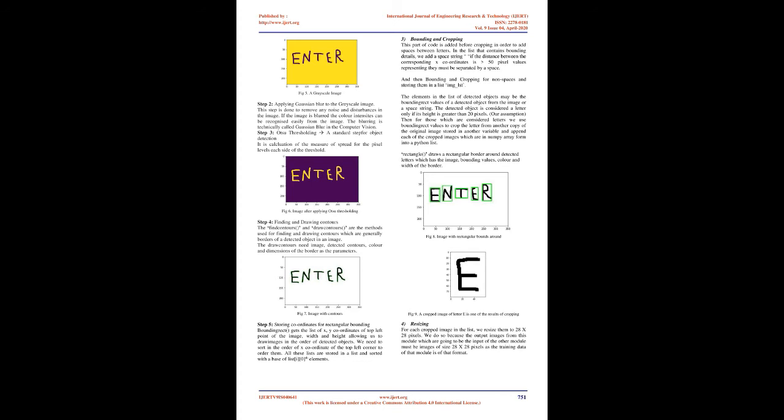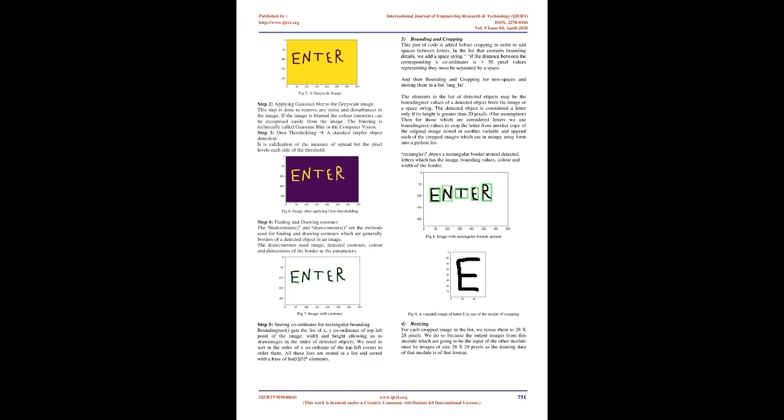Step 5. Storing coordinates for rectangular bounding. Bounding rect gets the x, y coordinates of the top left point of the object, its width, and height, allowing us to draw images in the order of detected objects. We need to sort in the order of the x coordinate of the top left corner to order them. All these lists are stored in a list and sorted with the base of the list's 0th elements.